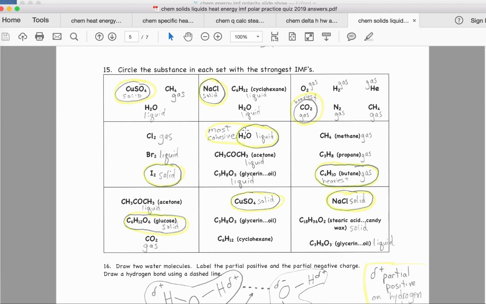So yeah, look at this. Think about dropping these things on a penny. That's what it comes down to. The water was the most cohesive compared to the acetone, which was all nonpolar. It doesn't blend with water. The oil, nonpolar. It doesn't blend with water. So even though all of these are liquid, the one that sticks together the best has the strongest intermolecular forces.